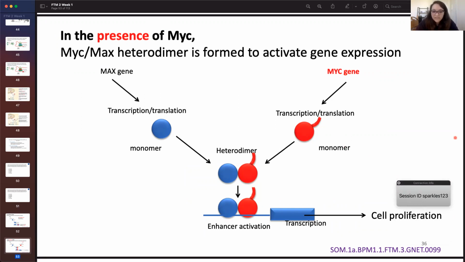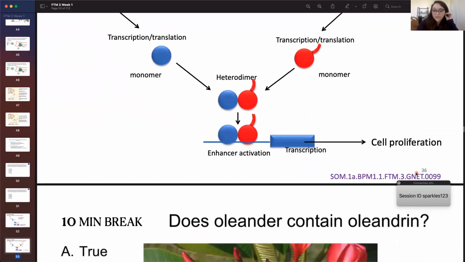So here you can see that your Max and your Myc, when they get together, they form this perfect pair. They bind to that enhancer and they cause cell proliferation. So it's just multiplying. And then Myc can't do anything on its own, but Max can technically do stuff on its own. It just would prefer if Myc was around, so it didn't have to do it all by itself. That's pretty much what you have to know about that.